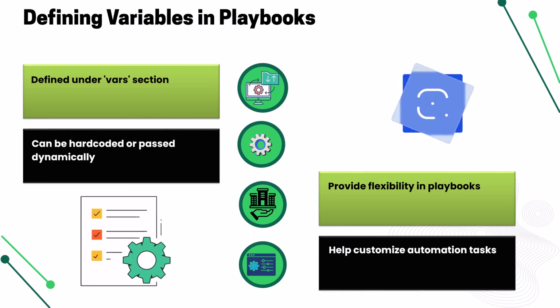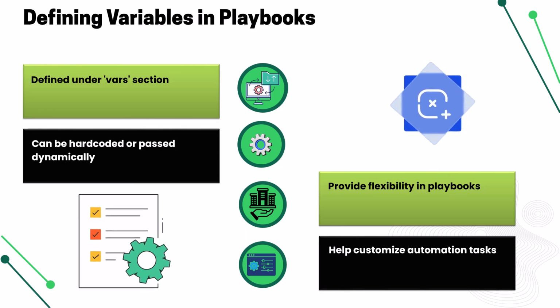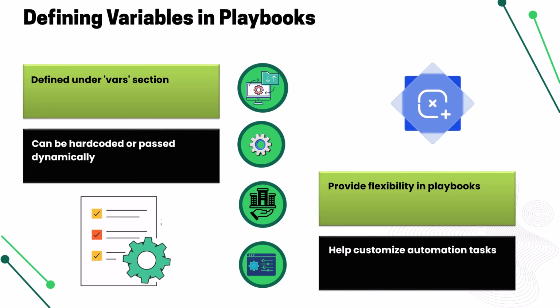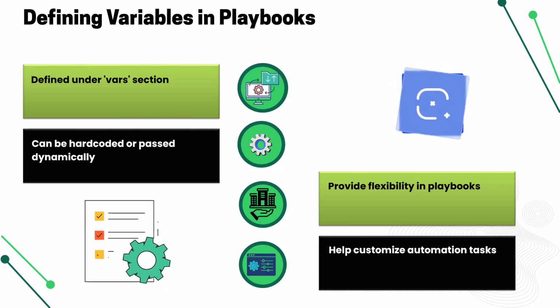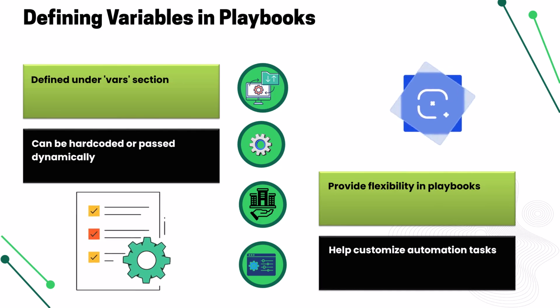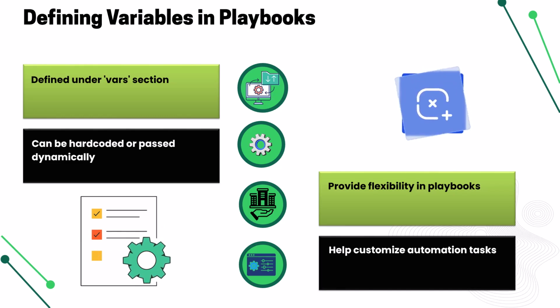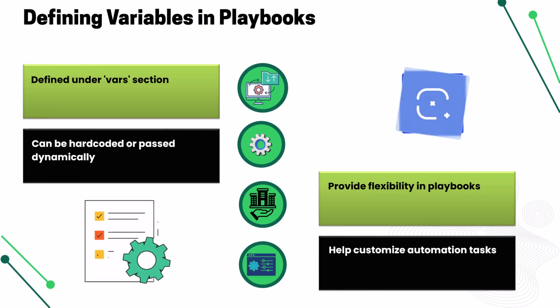Defining variables in playbooks is like setting up pre-programmed instructions. They help guide automation like a well-trained assistant. By using the Vars section, you control how playbooks execute. You can hard-code values or pass them dynamically, giving you ultimate flexibility. Imagine telling Ansible exactly what to remember for each task. It's like being the director of an automation masterpiece.